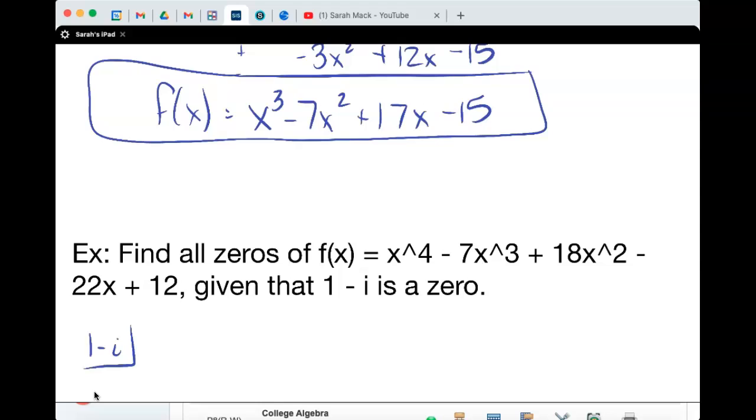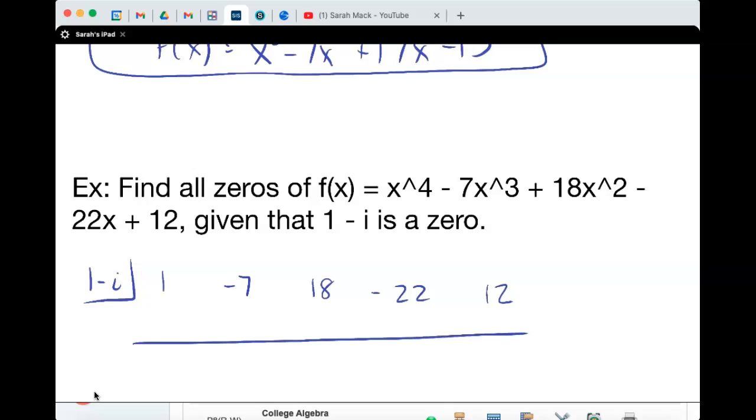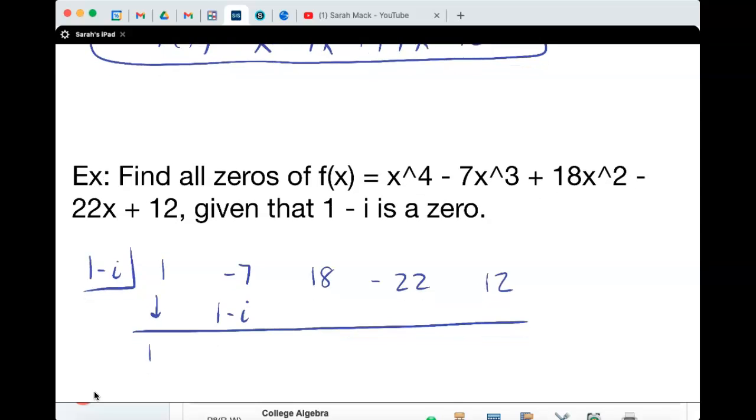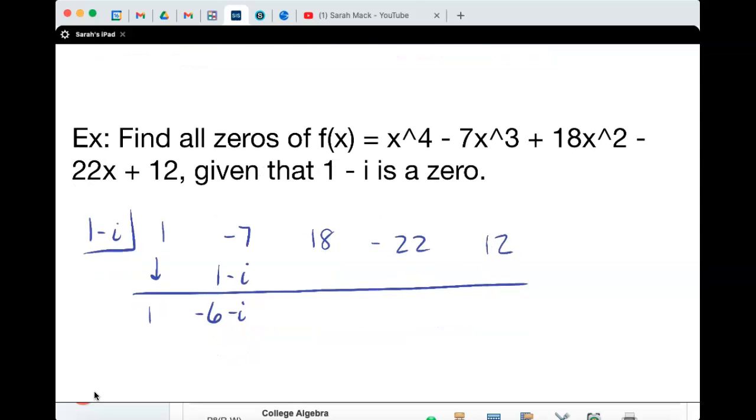Then we're listing out all the coefficients. Yes, sorry, making sure those are all right. So we know how to do synthetic division, drop the 1, multiply around. This is where it is kind of sucky because now we're adding like terms, but I get negative 6 minus i, and I have to multiply that by 1 minus i. So we're going to go off to the side and distribute.